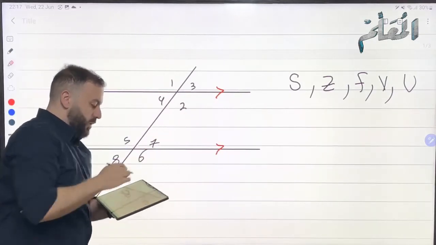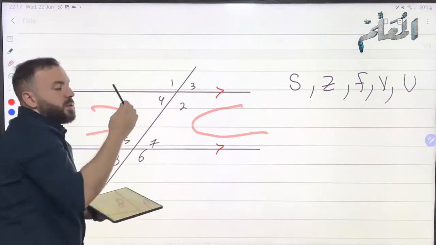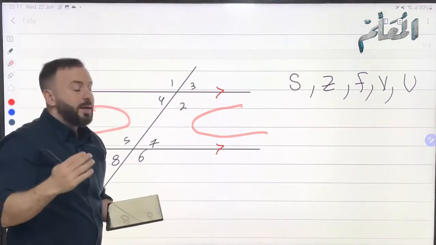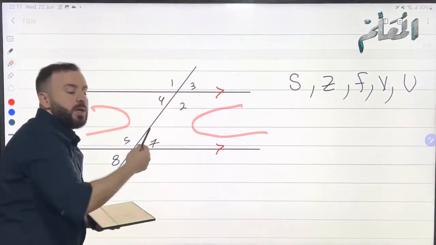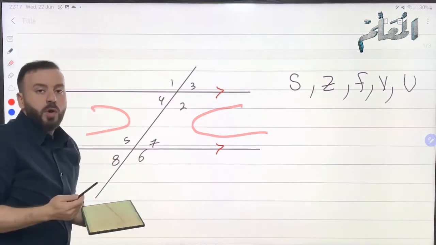And the last one, which is the U shape. This is U. Can you see this? This is U. This is U. Those are U. What's the idea? This is the only one which I can explain that the U shape is 2 plus 7 is equal to how much? 180. 4 plus 5 is equal to how much?